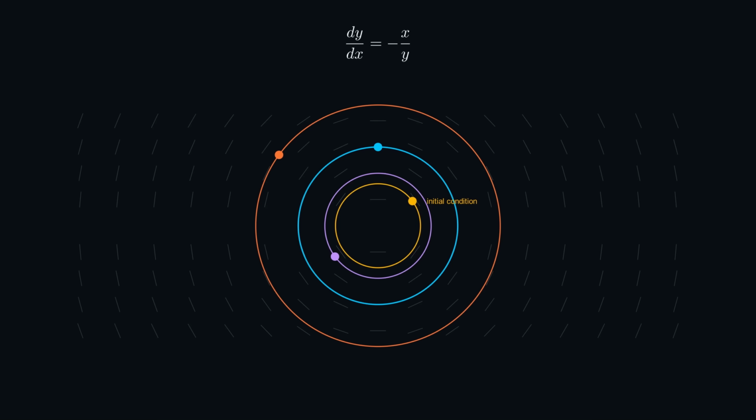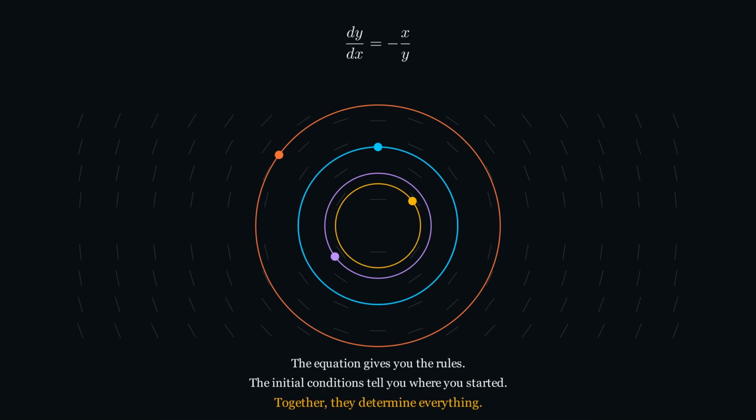Where was the planet at time 0? How fast was it moving? The equation gives you the rules. The initial conditions tell you where you started. Together, they determine everything. Newton's success with two bodies was extraordinary, but he immediately tried to extend it.